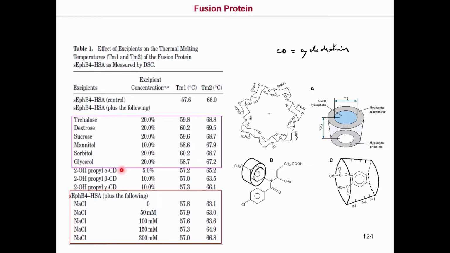Anyway, the presence of the cyclodextrin did not improve the TM1, and it also destabilized this fusion protein, because you can see that the TM2 values are lower than in the control.